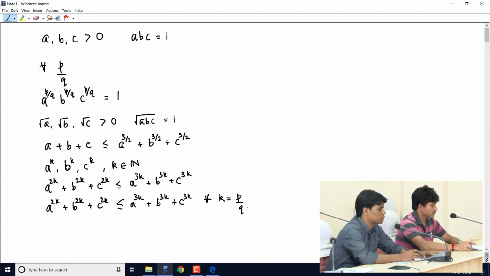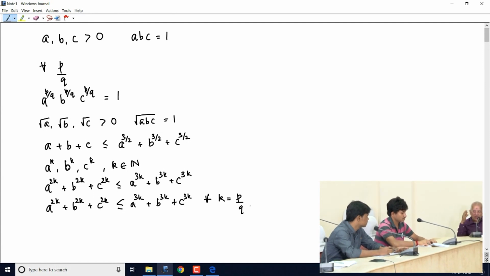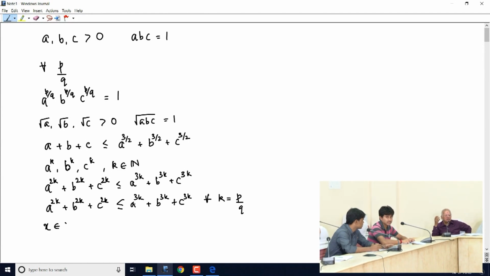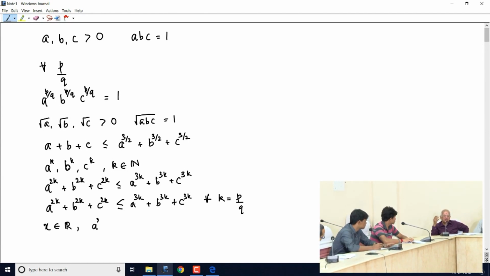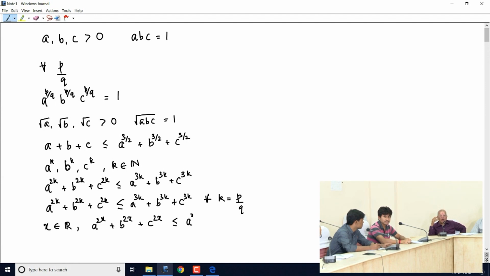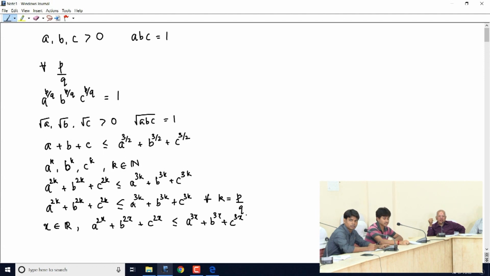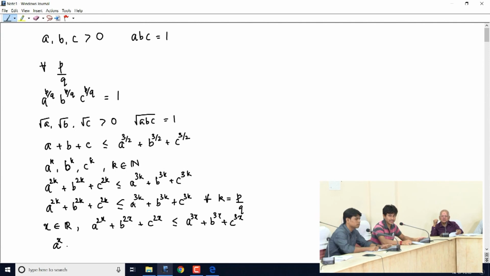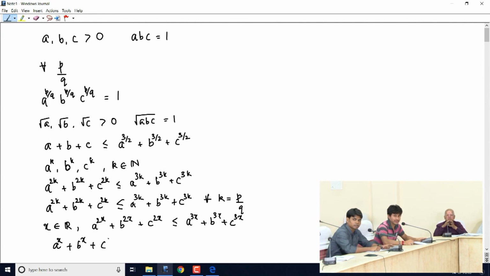Yes, you're right. We can go a step ahead. Now, for any real number x, this again says that a to the power 2x plus b to the power 2x plus c to the power 2x is less than or equal to a power 3x plus b power 3x plus c power 3x. Now, what does it suggest? Yes, sir, it looks like a power x plus b power x plus c power x is an increasing function of x.